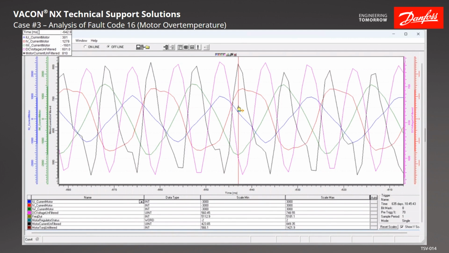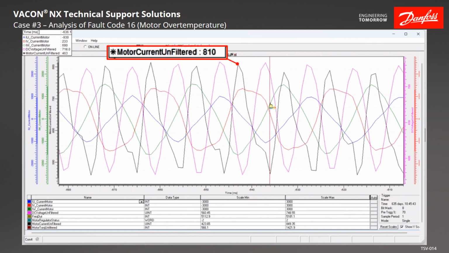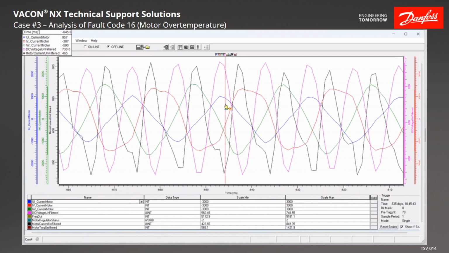And it's going from 810 amps down to about 463, so it is varying quite a bit as it's going out there, but you can see it's kind of opposite of what DC bus does. As DC bus gets high, your motor current gets low. As DC bus gets low, your motor current gets high. So that's telling us that obviously there's something wrong with the DC bus.